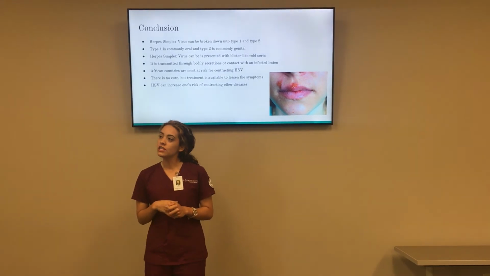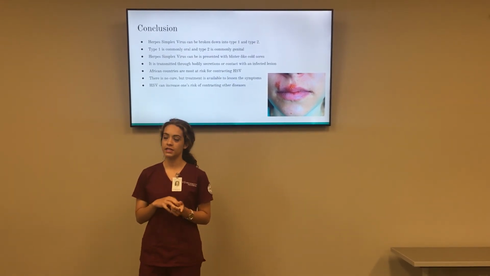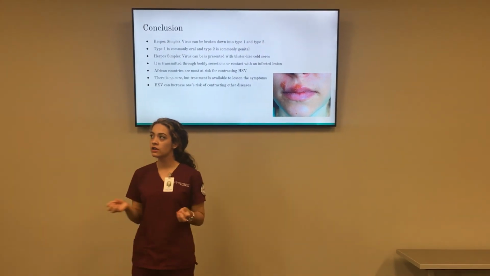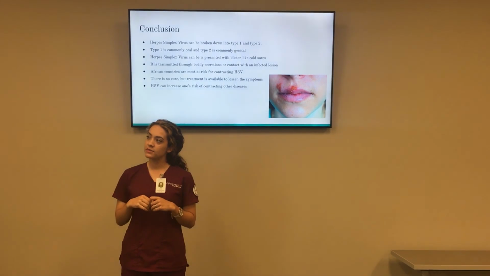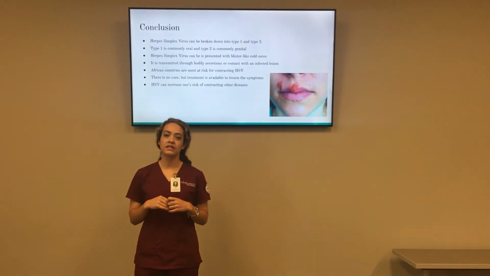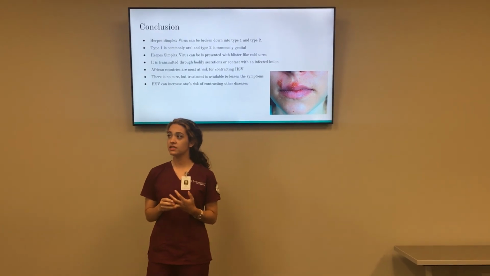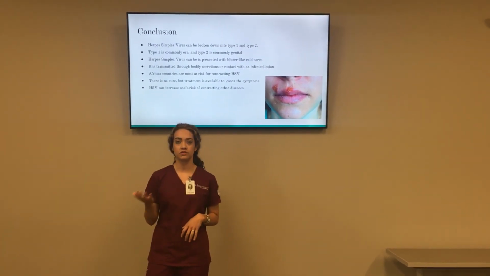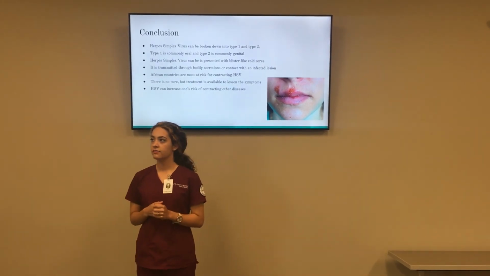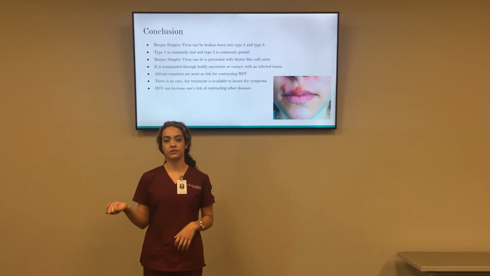So in conclusion, herpes simplex virus can be broken down into type 1 and 2. Both are very, very similar. They're actually identical under a microscope. Type 1 is commonly oral and type 2 is commonly genital. Herpes simplex virus can present with blister-like sores or lesions. It is transmitted through bodily secretions or contact with an open sore or lesion.